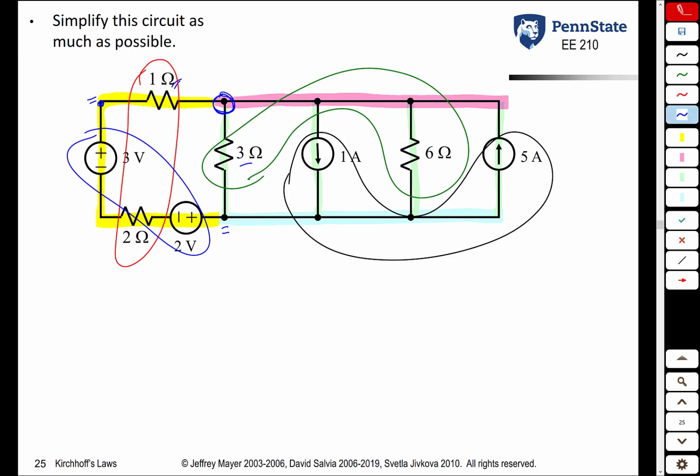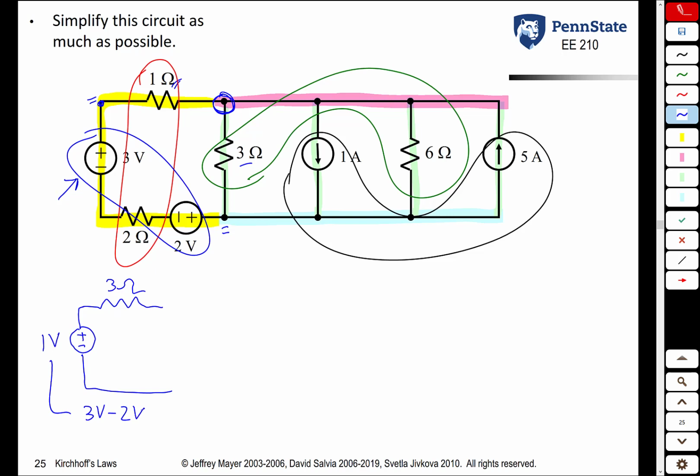So combining the 1 ohm and 2 ohm resistor in series, 1 plus 2 is 3, that's fairly simple. That 3 ohm resistor is going to be in series with this combination of the 3 volt and 2 volt source. So I will arbitrarily give it an orientation with the plus on top and the minus on the bottom, and see that is the same orientation as the 3 volt source and the opposite orientation of the 2 volt source. So this equivalent voltage source is 1 volt, basically 3 volt minus 2 volt.